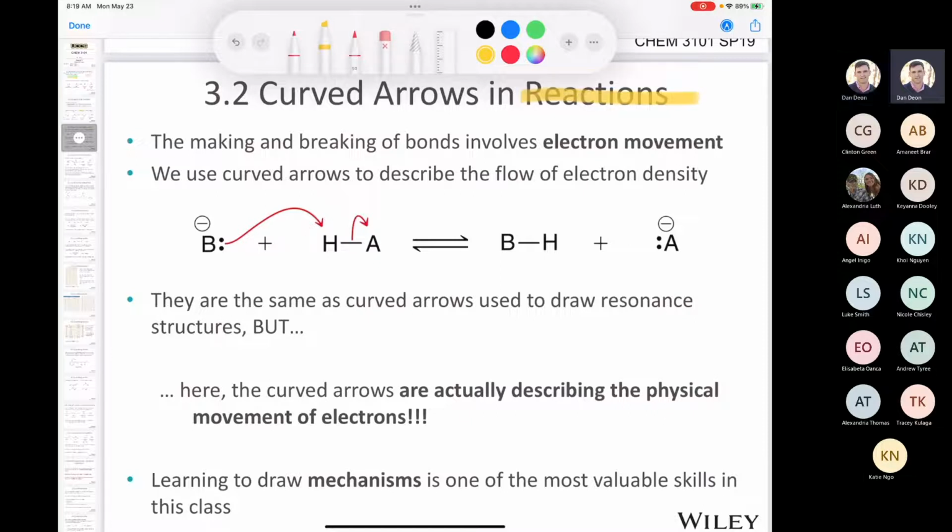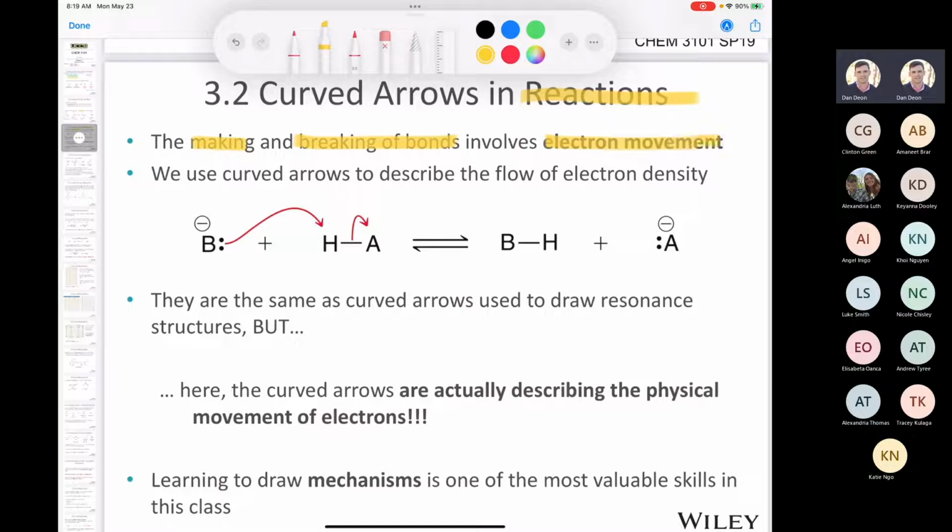Completely different from chapter 2, in which we didn't look at any reactions at all. We just looked at how electrons were delocalized around a molecule or ion in order to show all the contributors to the overall resonance hybrid. Now we're actually going to be showing making and breaking of bonds. We're going to break bonds and we're going to make bonds, and we're going to use curved arrows to show the flow of electron density.